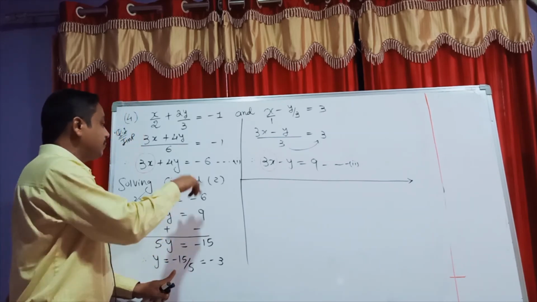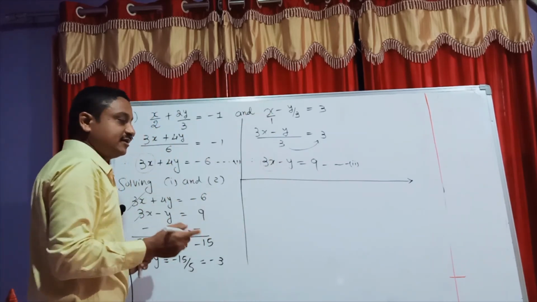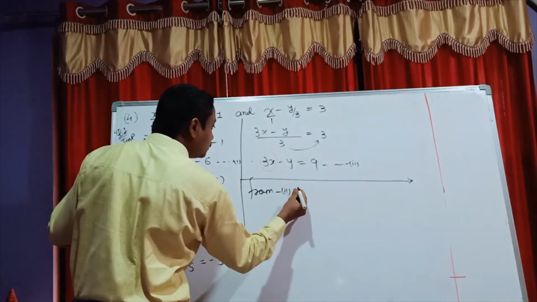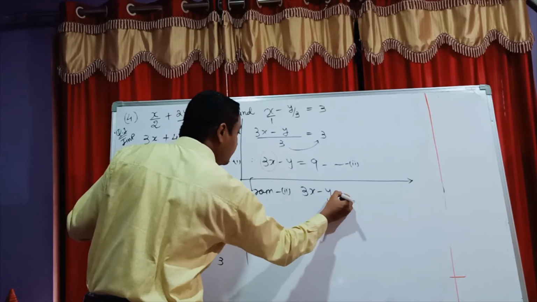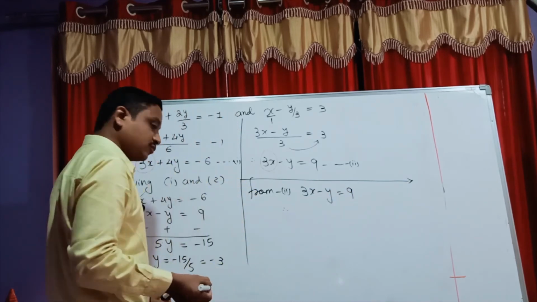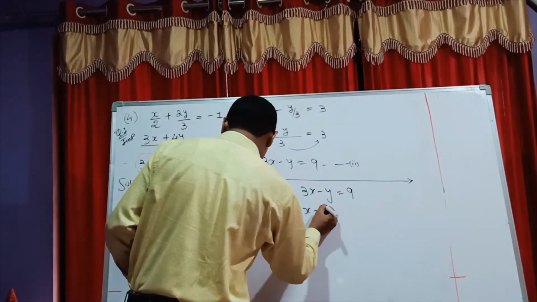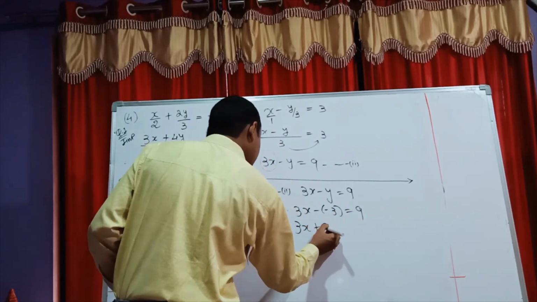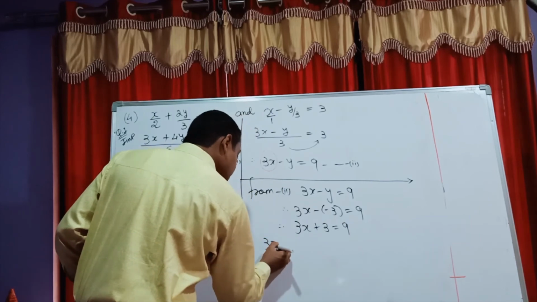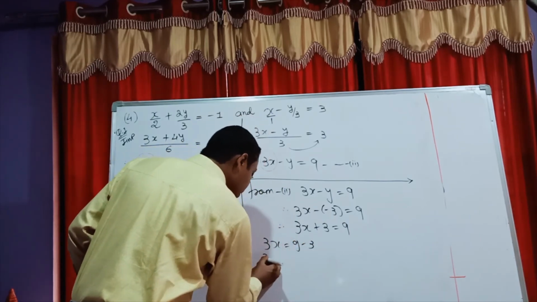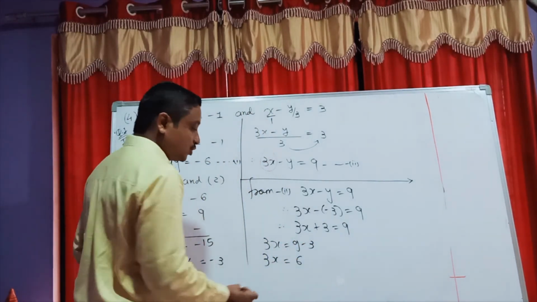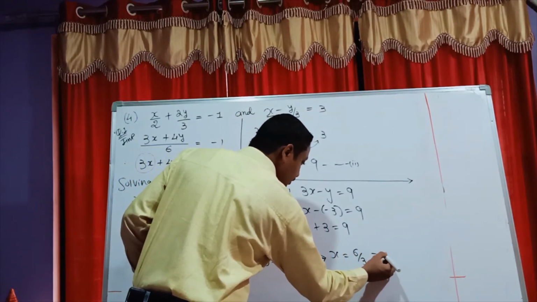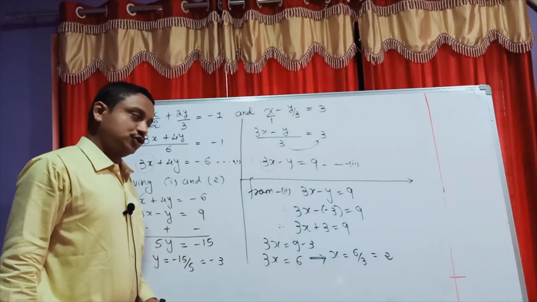Now look at that, students. This y you can apply in either the first or the second. I go to the second this time. From 2, 3x minus y is equal to 9. Put in this y value. y I have minus 3, so in total you get plus 3. It means 9 minus 3. How much? It is 6. So you are done easily. What do you get for x? 6 by 3, which is 2.